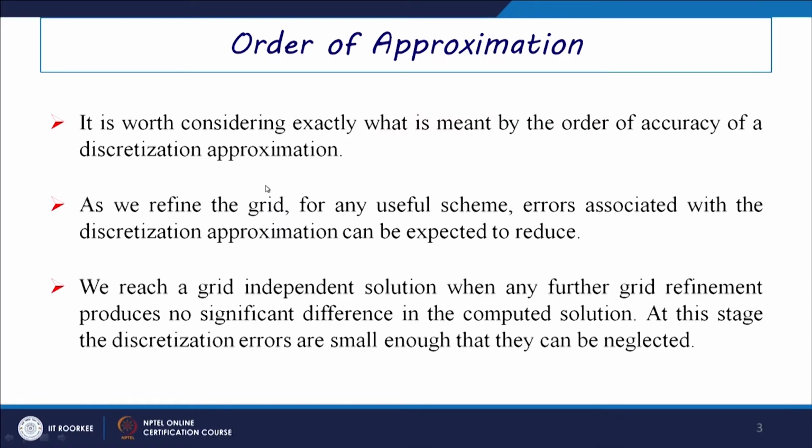So as we refine the grid for any useful scheme, errors associated with the discretization approximation can be expected to reduce. Further, we reach a grid independent solution. If we consider different grid sizes, first h, then h by 2, then h by 4, then h by 8, whenever we reduce the grid length, at some grid point we find that there is no change in the solution. That is called the grid independent solution.